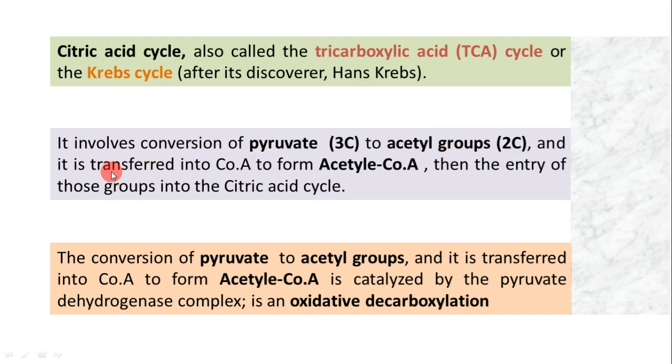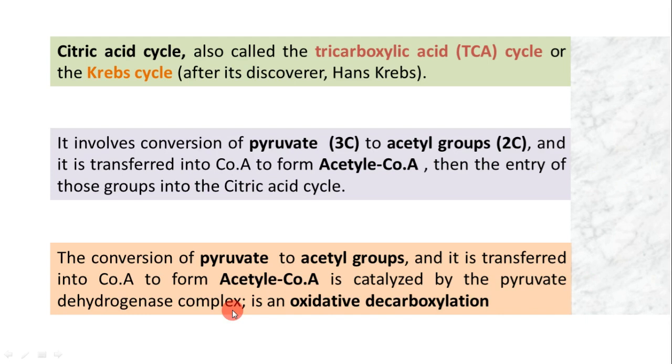This acetyl group is then transferred to coenzyme A to form acetyl coenzyme A. Then this acetyl coenzyme A enters the citric acid cycle. The conversion of pyruvic acid into an acetyl group and its transfer to coenzyme A to form acetyl coenzyme A, all these reactions are catalyzed by an enzyme complex, namely the pyruvate dehydrogenase complex.